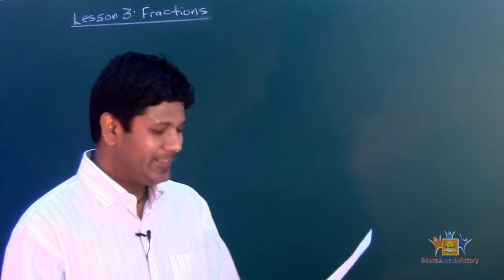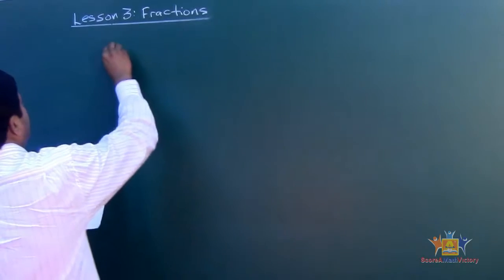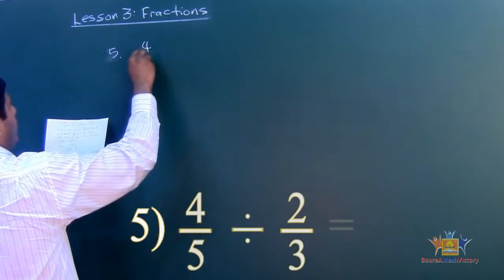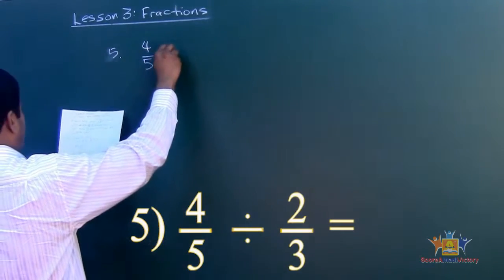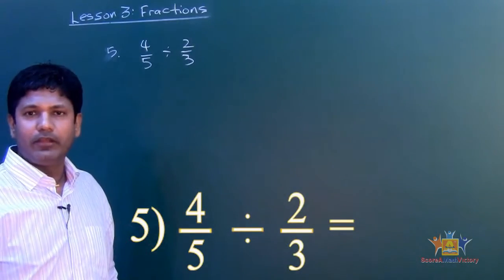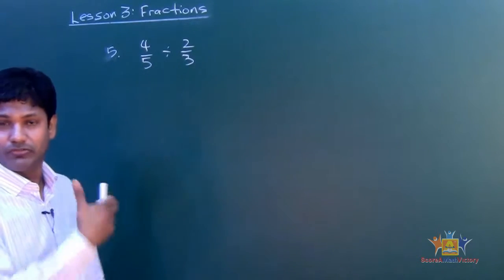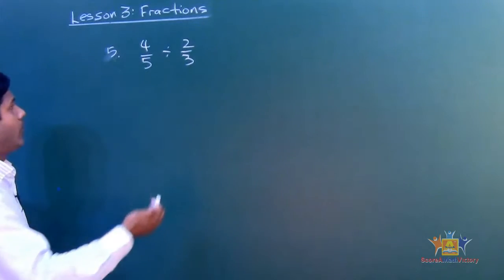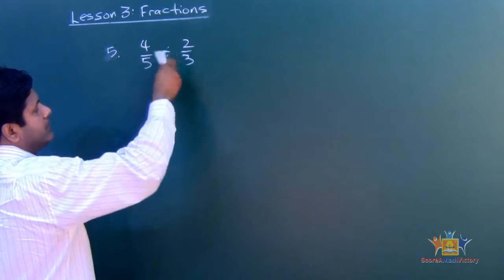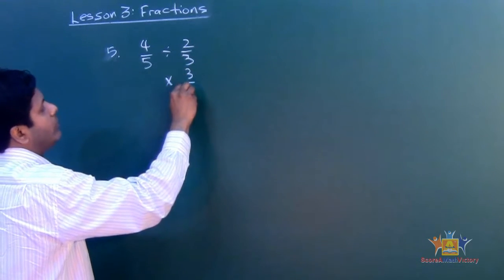Alright, my students. Problem number 5 is 4 over 5 divided by 2 over 3. I gave both in the form of a fraction, so there's nothing for me to change. Just go ahead and do the division operation. The division turns into multiplication. That means 2 over 3 turns into 3 over 2.